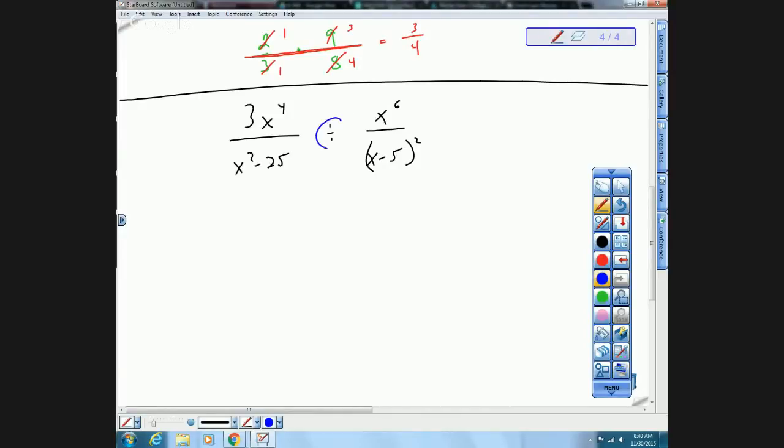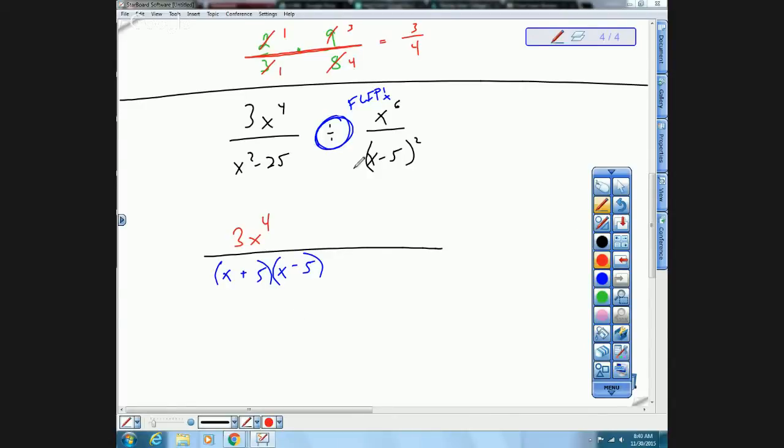All right, so again, the first thing when I see that divide, I got to think flip this second one. I'm not going to rewrite it all, flipping it. But I'm flipping the second one. So here I can't simplify the 3x to the 4th at all. X squared minus 25. Can I break it down? X times x is x squared. 5 times 5 is 25, and a plus and a minus.